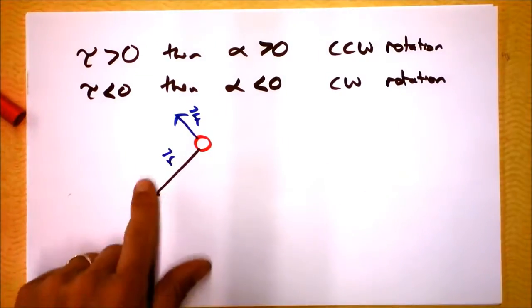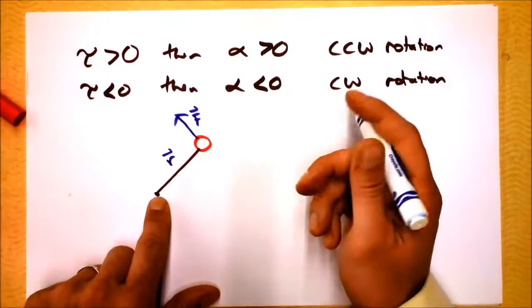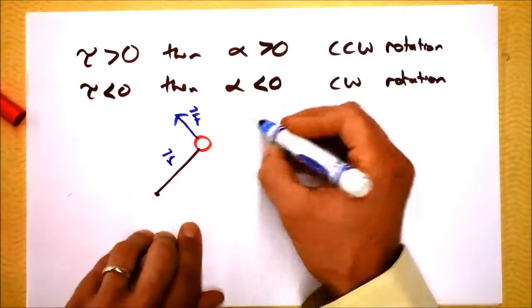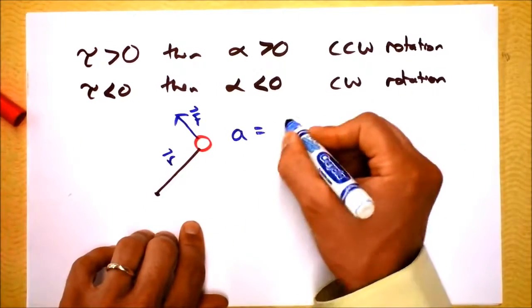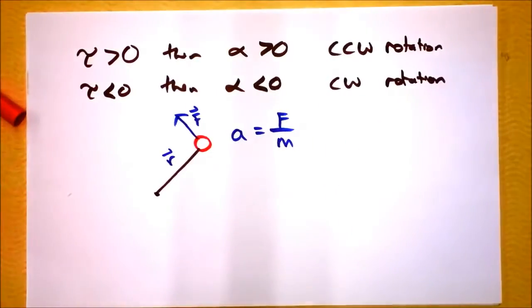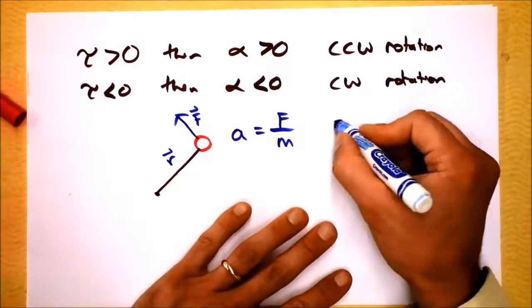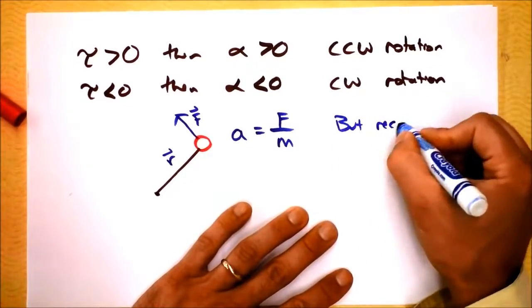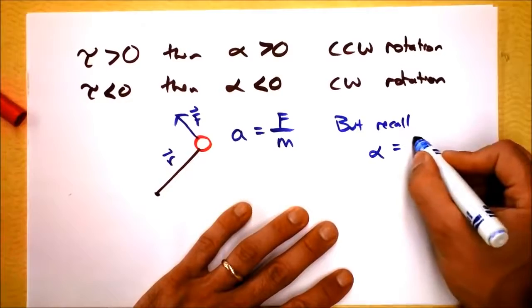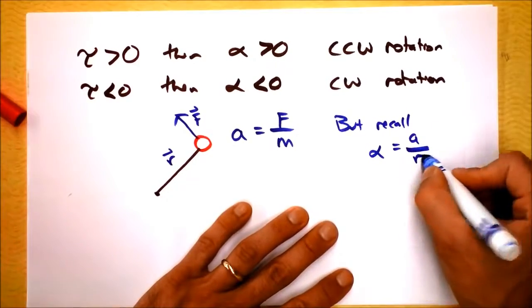And the apple, because there's a force in the direction that the apple is able to go, there will be an acceleration. So we can write that the acceleration of the apple is that force divided by the mass of the apple in a very linear fashion, and everything's okay. But I want you to recall that angular acceleration is just linear acceleration divided by r.